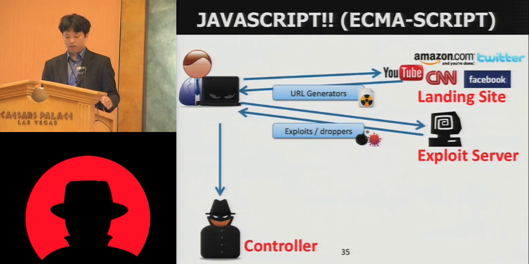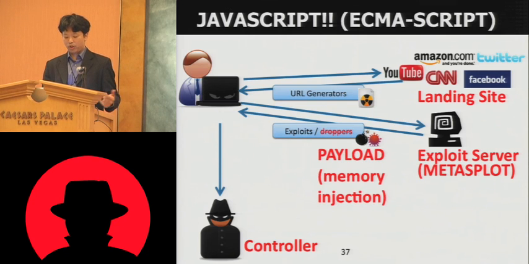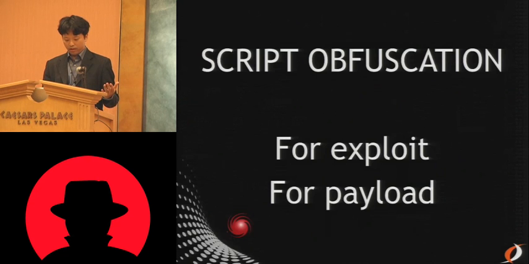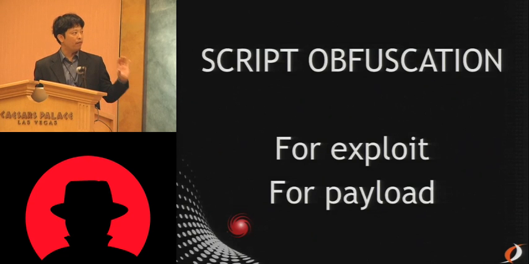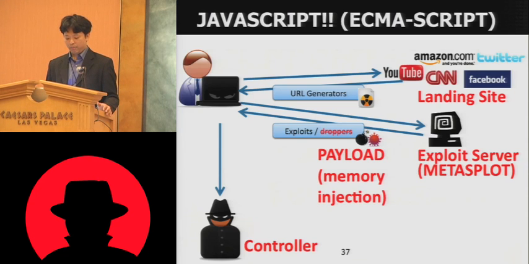And so we want to skip this last step and want to use Metasploit to serve the payload in the form of memory injection. For example, Meterpreter. Okay? And so we're focused right now on script obfuscation for both the exploit and also for the payload. Because right now, the payload is right here. We don't call it droppers anymore because payloads like Meterpreter inject themselves directly into the memory and do all their stuff in the memory without having to write themselves to disk first.